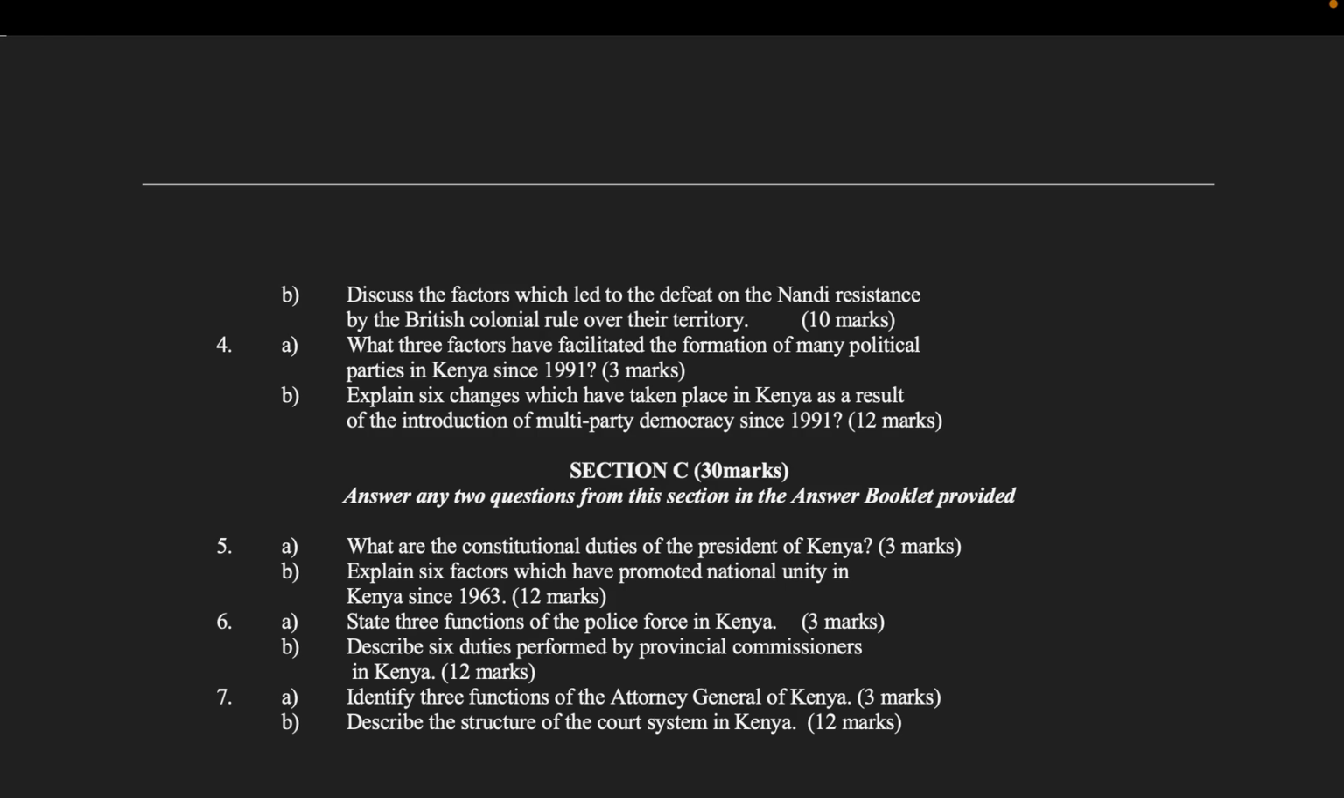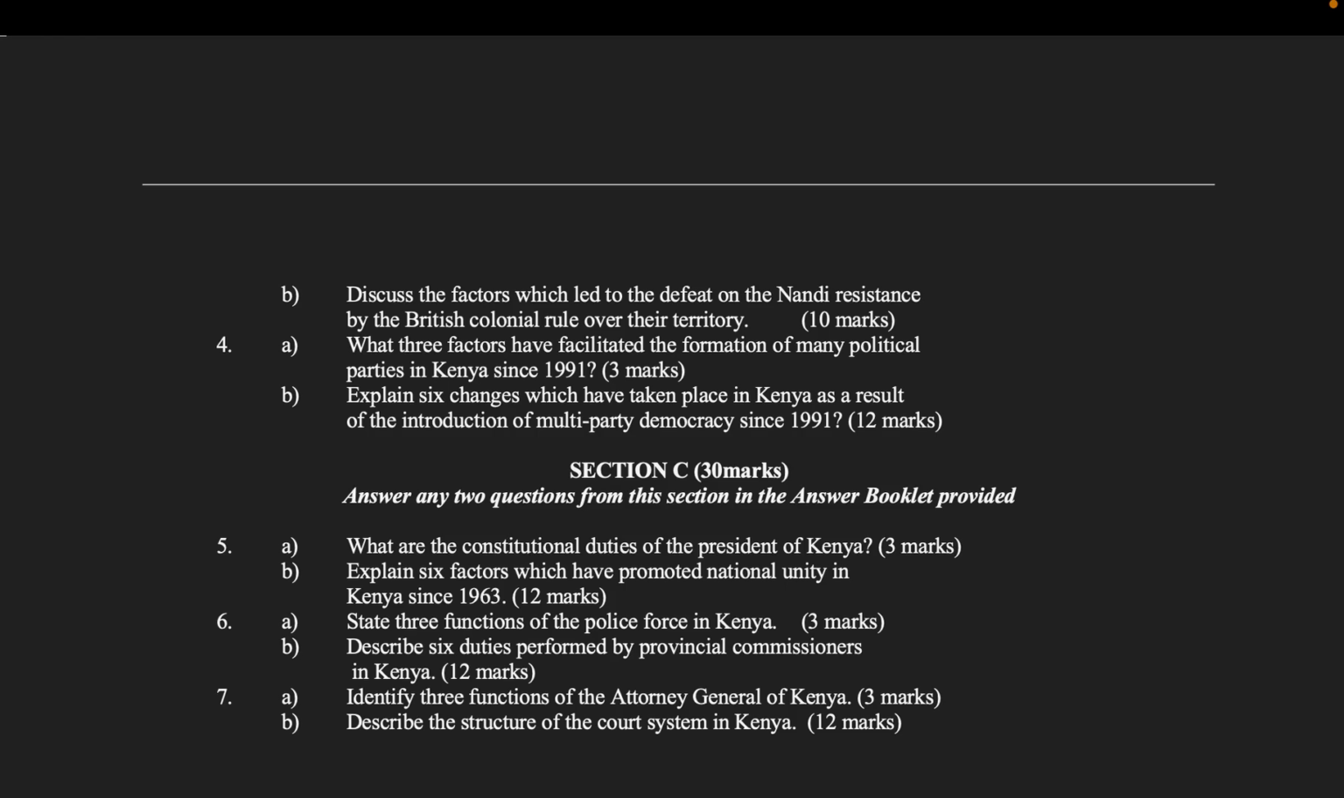XII. The use of the national flag which is recognized by all Kenyans. XIII. The use of the national anthem which invokes the spirit of unity among Kenyans. XIV. The coat of arms which is recognized by all Kenyans. XV. The Constitution. A. State 3 functions of the police force in Kenya.